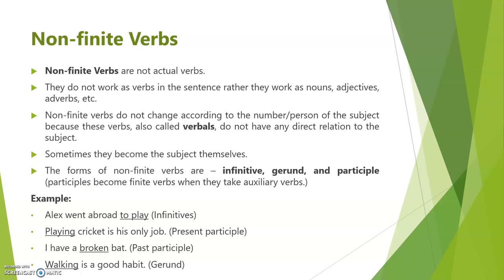The second one is non-finite verbs. Non-finite verbs are not actual verbs. They do not work as verbs in the sentence, and they rather work as nouns, adjectives, adverbs, and all. These type of verbs do not change according to the number or person of the subject, because these verbs, which are also called verbals, do not have any direct relation to the subject.